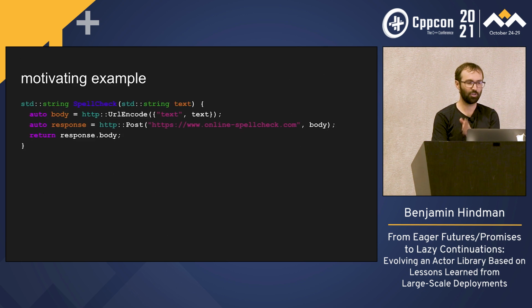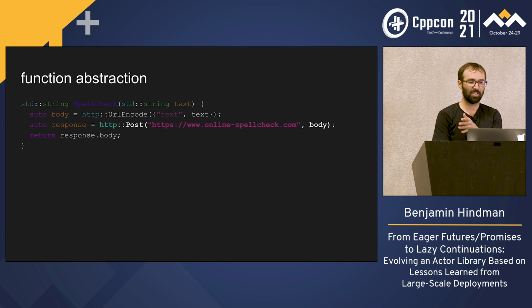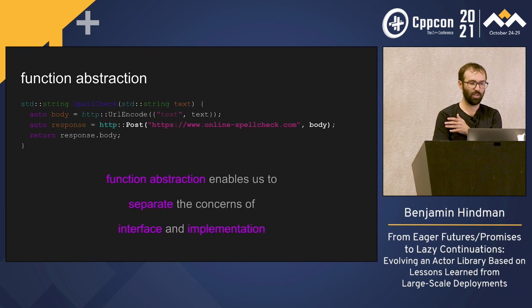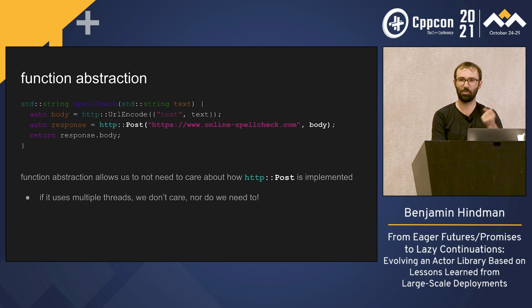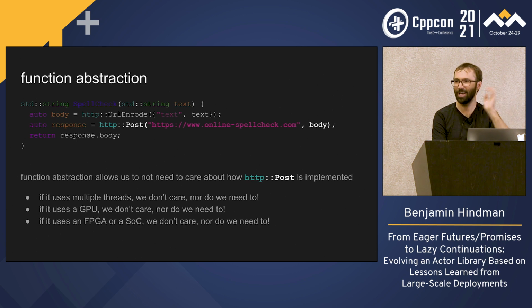If we go back to the original motivating example and think about something like HTTP post, we're reminded that we've got this thing called function abstraction. Function abstraction is what enables us to separate the concerns of interface and implementation. Going back to first principles, we don't care how HTTP post is implemented. If it uses multiple threads, we don't care, nor do we need to. If it uses a GPU, we don't care. If it uses an FPGA or system on a chip, we don't care, right?